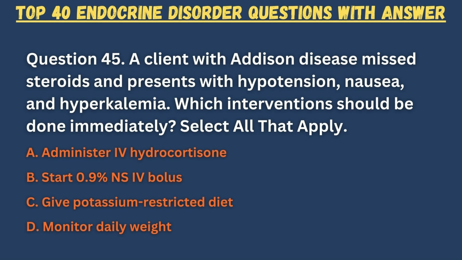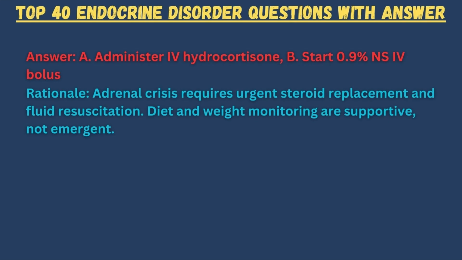Question 45. A client with Addison disease missed steroids and presents with hypotension, hyponatremia, and hyperkalemia. Which interventions should be done immediately? Select all that apply. A. Administer IV hydrocortisone. B. Start 0.9% NS IV bolus. C. Give potassium-restricted diet. D. Monitor daily weight. Answer. A. Administer IV hydrocortisone. B. Start 0.9% NS IV bolus. Rationale. Adrenal crisis requires urgent steroid replacement and fluid resuscitation. Diet and weight monitoring are supportive, not emergent.